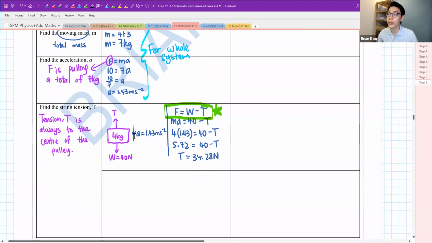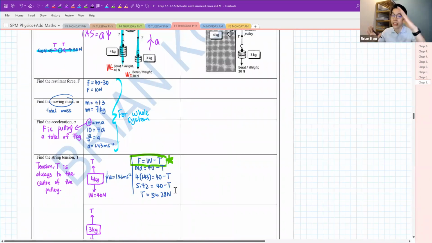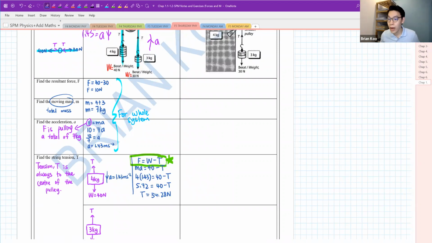So there are two ways to look at it. I've just cut this whole system in half, focusing on one object. I can also focus on the other object. Practice drawing your free body diagram, because SPM can ask you to draw the free body diagram of a simple object and label all the forces acting on it. But looking at the diagram just now, you all said the whole system will travel towards the 4 kg side, so the 3 kg will actually move up.